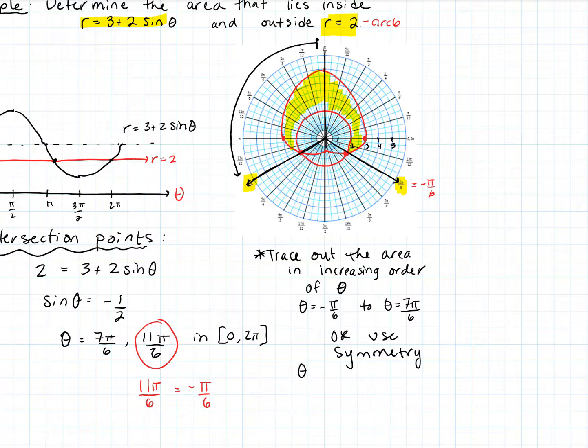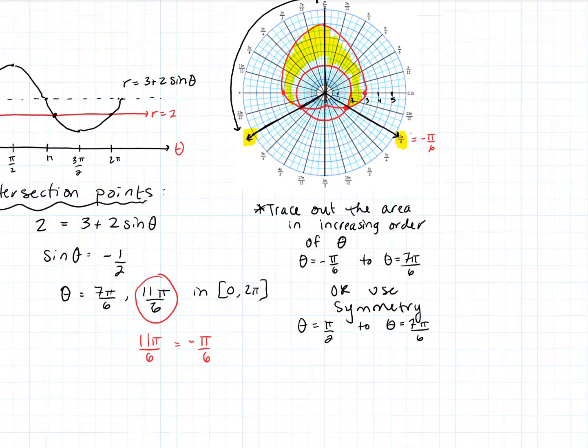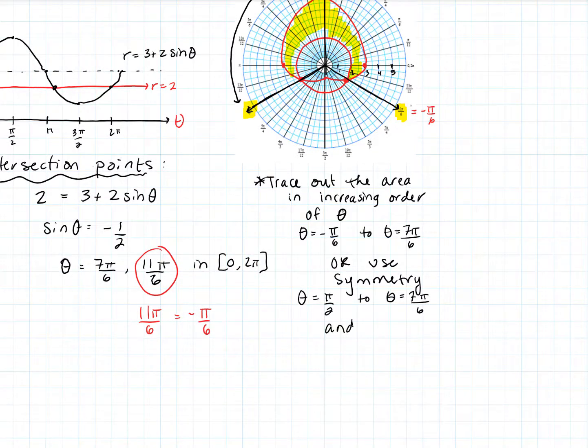And we could go from theta equals pi over 2 to theta equals 7 pi over 6 and double the area. Okay? So there's actually lots of different ways to do it, but those are 2 of the ways that we could do it. So we could use either of those. I'm going to set it up like this, but know that you could apply symmetry and work it that way.